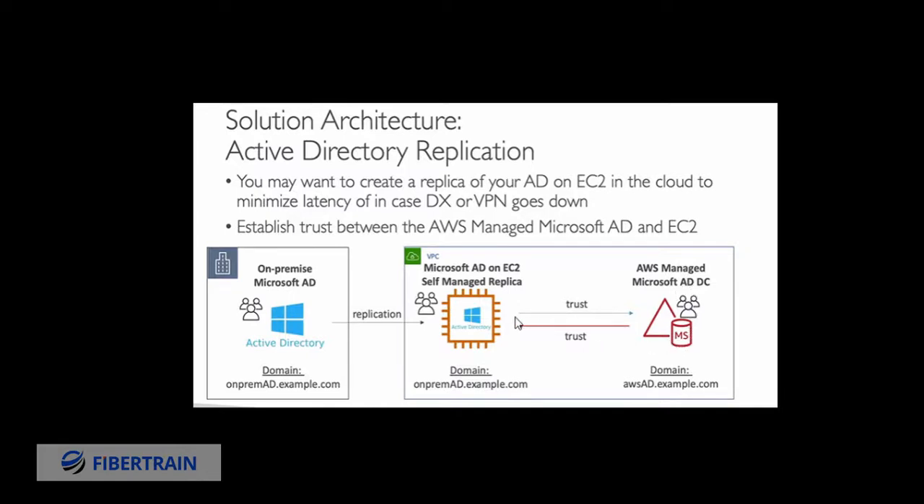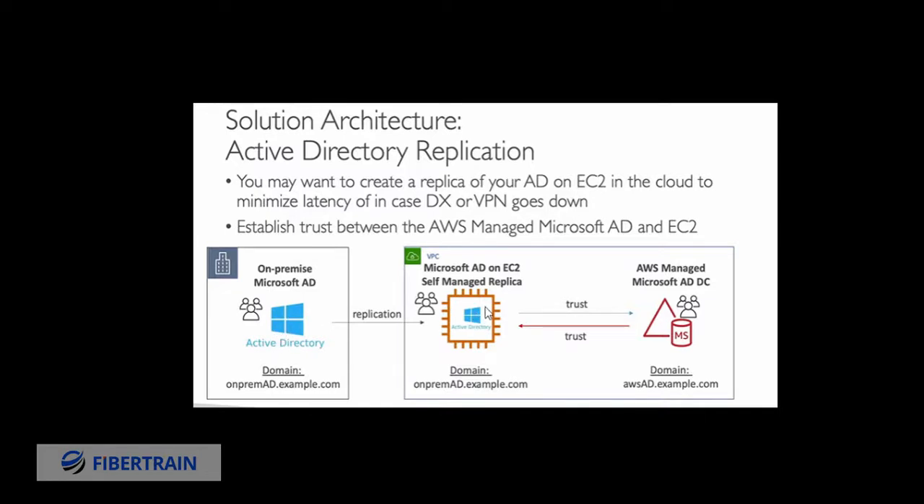So what we can do is quickly set up an EC2 instance, a Windows instance in AWS. In AWS, I'm going to install Windows Server 2016 running as a virtual server, and I'm going to log into that server and configure Active Directory Domain Services. I'm going to ensure that the domain name I'm using on this EC2 Windows instance is exactly the same domain name I'm using on the on-premises Active Directory.